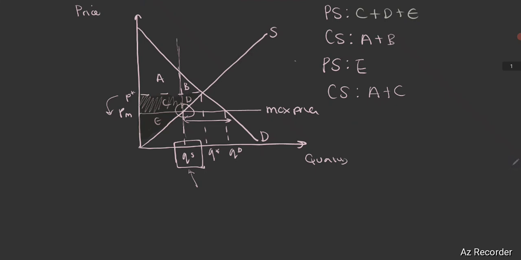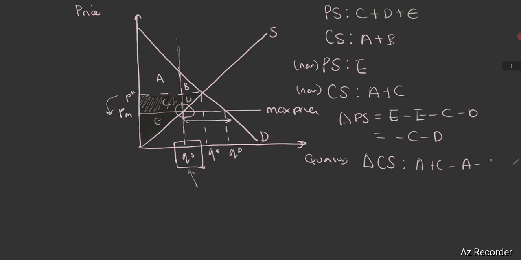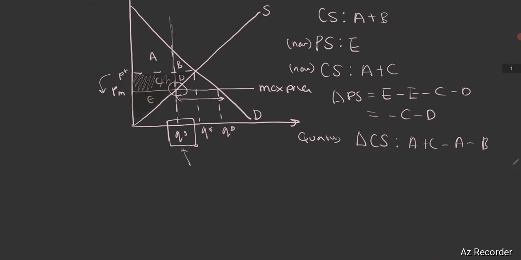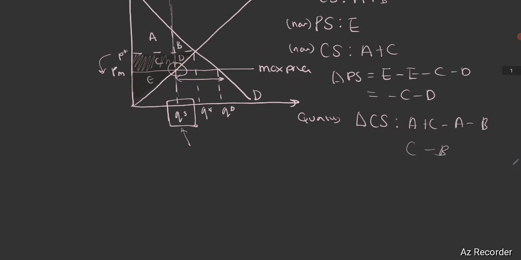And so the change, let's state that these are new, the change in producer surplus would be E minus C minus D, which is equal to minus C and minus D. And the change in consumer surplus is equal to A add C minus A minus B, which is equal to C minus B. And so if we add the change in producer surplus and the change in consumer surplus, which is equal to our deadweight loss, we get minus D minus B, which is this little triangle right here.